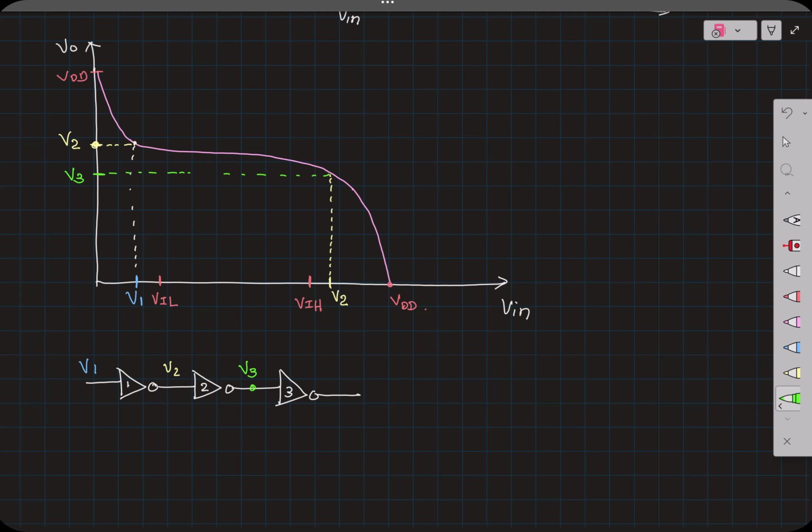Where do you think the V3 is going to lie? It is much smaller than VDD, but it is also not very close to 0. So very high chances that your V3 is going to lie in between these two regions. So you started with a reasonably well-defined logic 0 at the input of an inverter chain, and by the time you got to the output, you have wandered off into this undefined region. Right? So now let us do the same analysis for the fourth VTC.